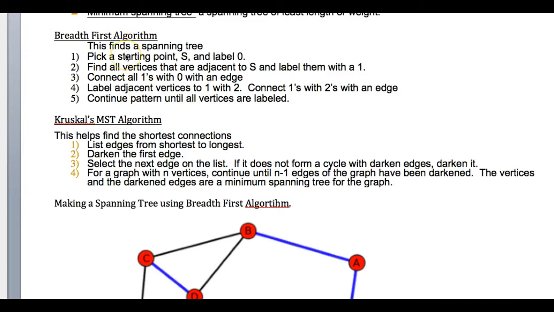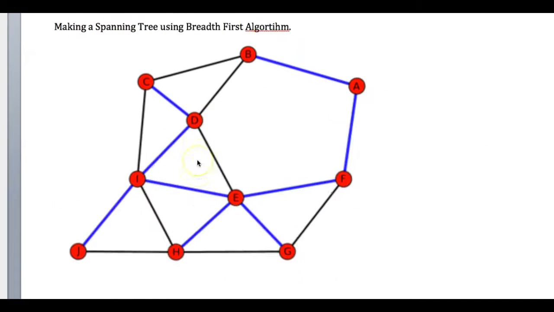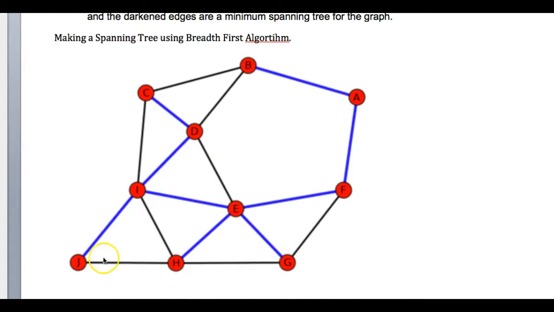This is the breadth first algorithm. So we're going to pick a point S, label it 0, label all vertices that are adjacent to S with a 1, connect all 1s and the 0s with an edge, label adjacent vertices to 1 with a 2, connect 1 with 2, and continue until all vertices are labeled. So we're going to start that off with this one right here, and then I'll talk about Kruskal's in a second.